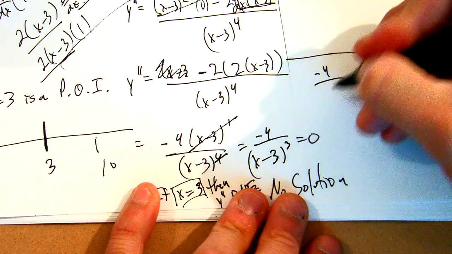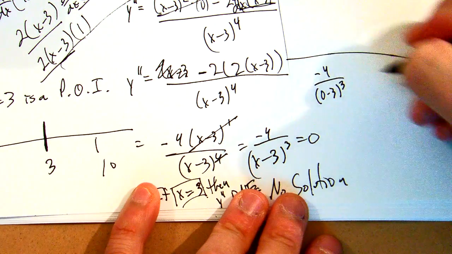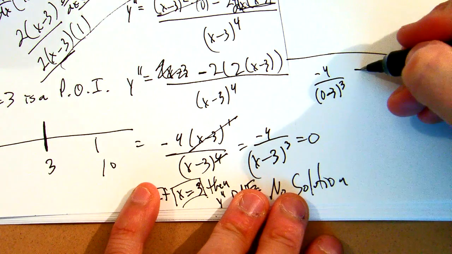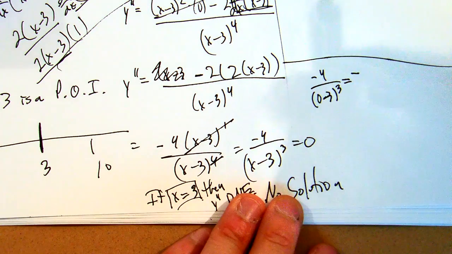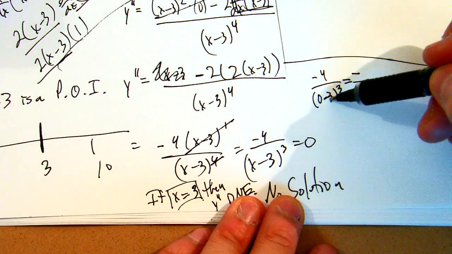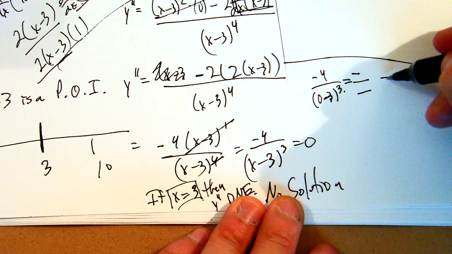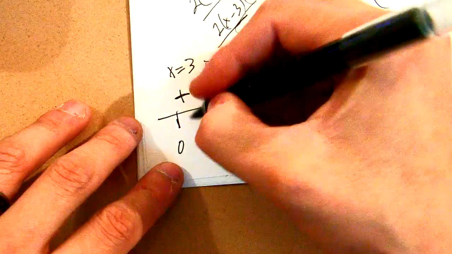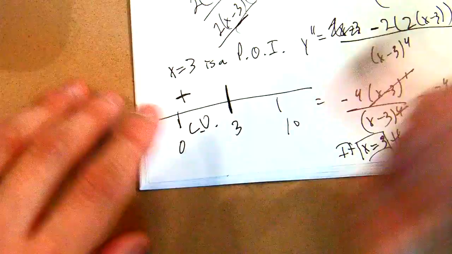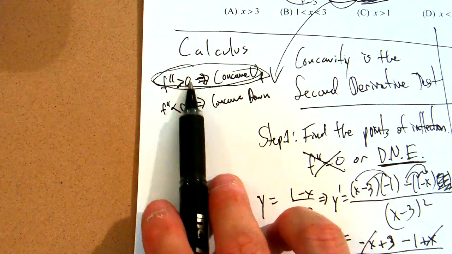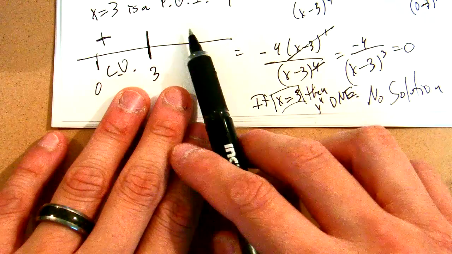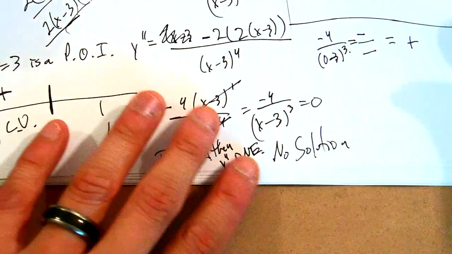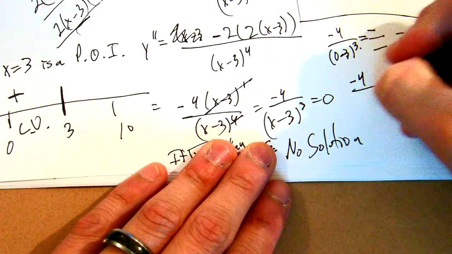So we got −4 over (0 − 3) cubed. Notice, I'm not even calculating. This is negative on top. A negative cubed is still a negative. Negative over negative is positive. So this is positive, which means this is concave up, because the second derivative here was positive. Now we have to check 10, because we cannot assume this is negative just because the first one was positive.